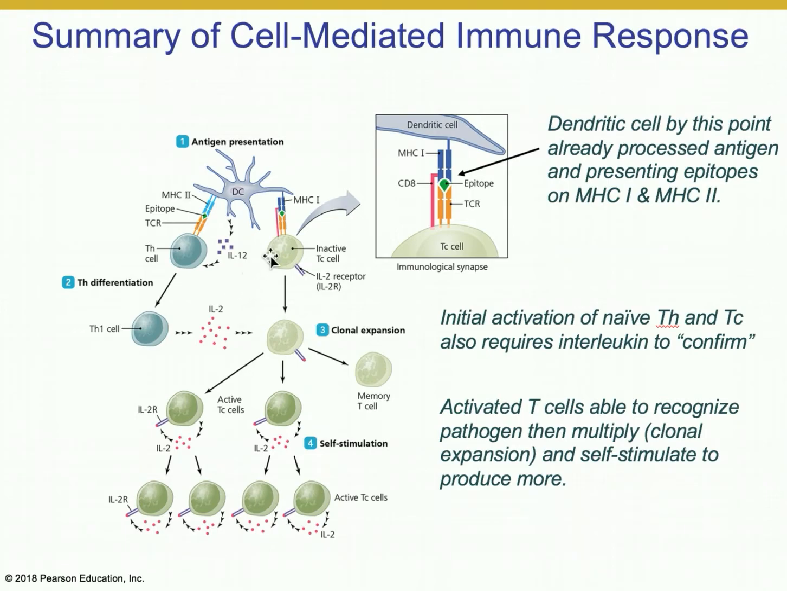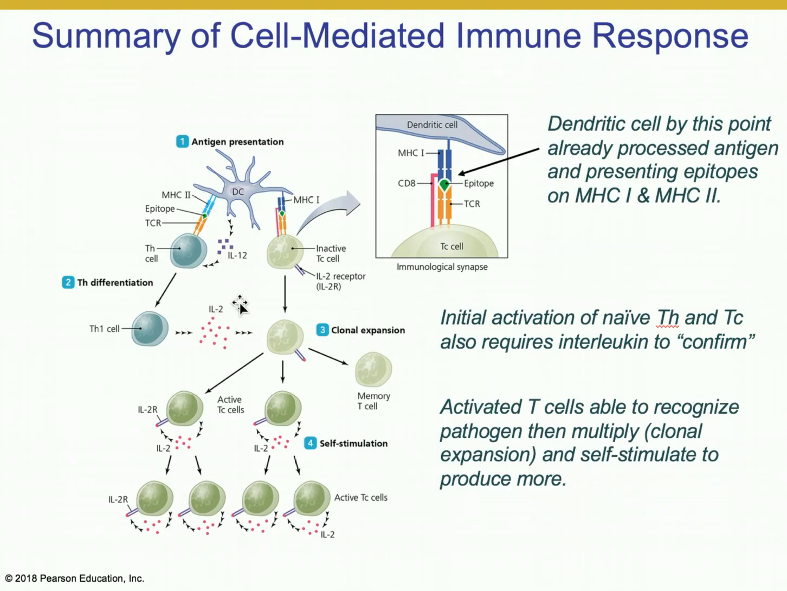In this case, this synapse here is enlarged on the right, showing the dendritic cell with MHC1 in this case. Here's the epitope, the T cell receptor on the surface of the T cell. Remember, some of the T cells are called CD8 cells because they have the CD8 protein which stabilizes those synapses. That would be an example of a cytotoxic T cell or TC. So again, the dendritic cell at this point has already processed that antigen, is presenting those epitopes on MHC1 and 2. What again is the role of these cytokines?